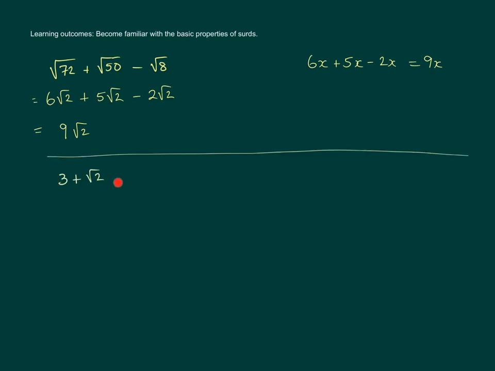You could also have something like this, 3 plus root 2, which is an example of a compound surd. Something useful to be aware of, and we'll use it in a minute, is that 3 minus root 2 is known as the conjugate of that surd.